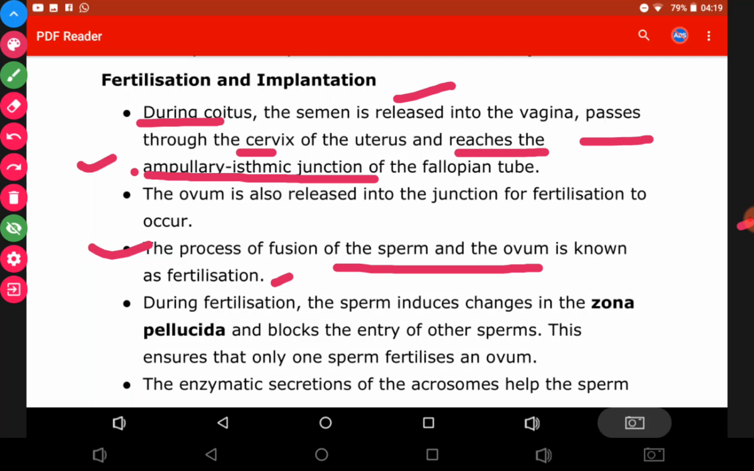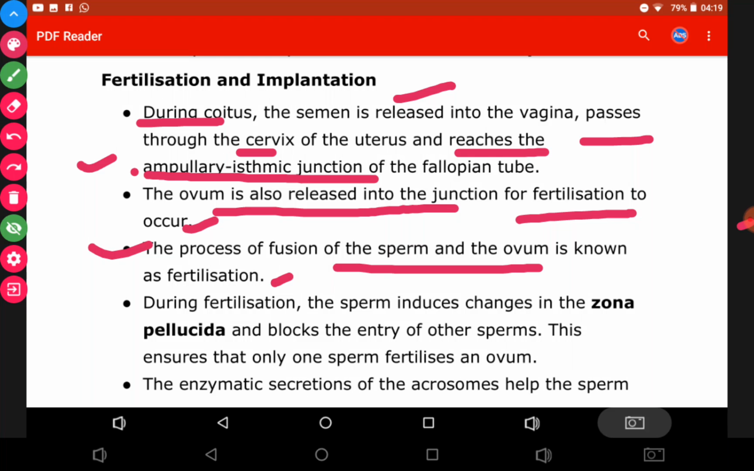And the ovum also reaches the junction of fertilization. After the process of ovulation, the ovum is transferred into the fallopian tube by the continuous movement of fimbriae. It is taken up by the fimbriae and transferred into the fallopian tube at the point of the ampullary-isthmic junction.